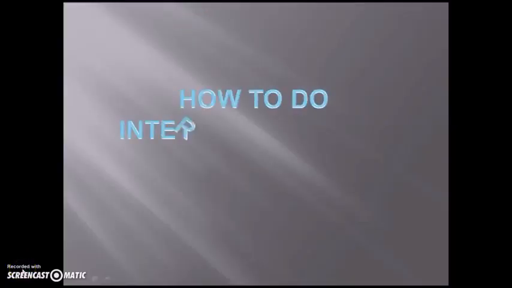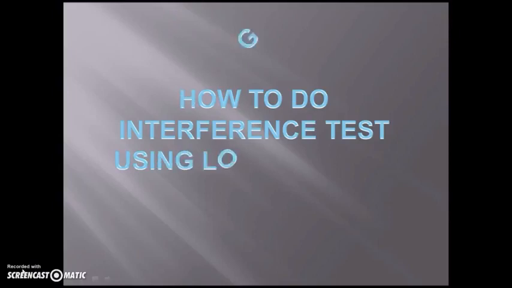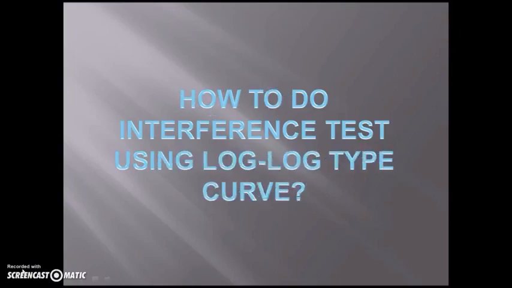Thank you. Now, for my part, I will be explaining how to do interference tests using log-log type curve. So for the first step, we need to construct the table of delta T, time, and delta P, pressure. Sets of data will be provided for delta T, and we need to calculate delta P using this formula, which is delta P equals initial pressure minus the bottom hole flowing pressure.